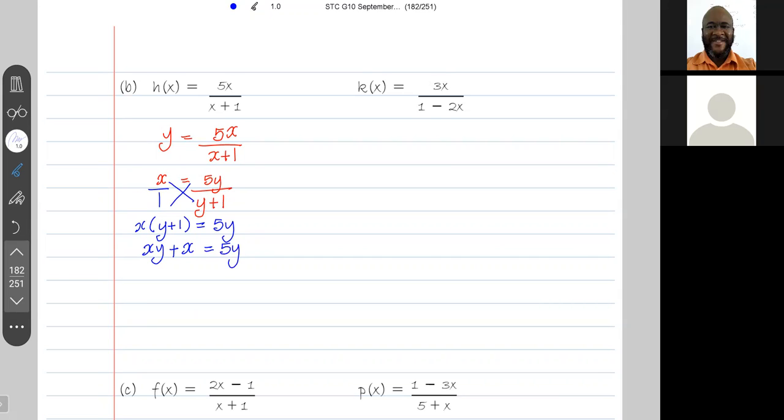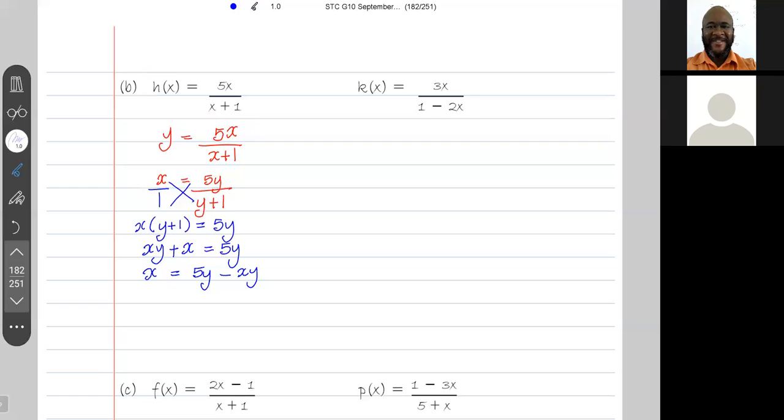Next thing, I need everything that has y in it on one side and everything that doesn't have y in it on the other side. Now, based on my experience, I would take my xy over to the right, where I already have 5y. By doing this, I'll ensure that the x that's by itself remains positive. So I'm leaving the x over to the left, and over to the right, I have 5y minus xy. At this point, I took everything that has y in it on one side and everything that doesn't have y on the other side.